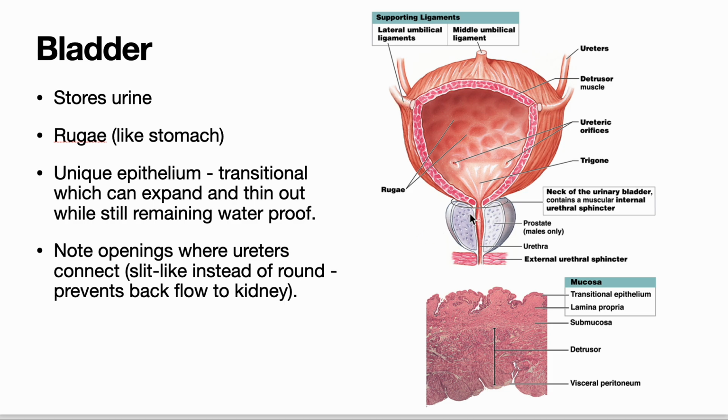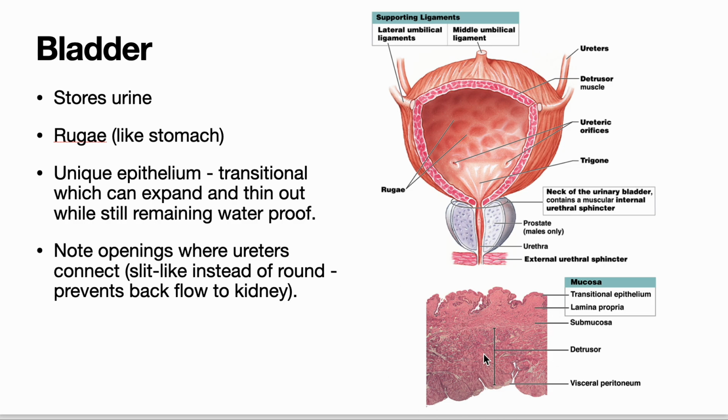In the male, we're going to see that urethra exiting from the inferior aspect of the bladder is going to be surrounded by the prostate. We've talked about clinical issues related to that in a previous chapter. Obviously, we don't have a prostate in females.